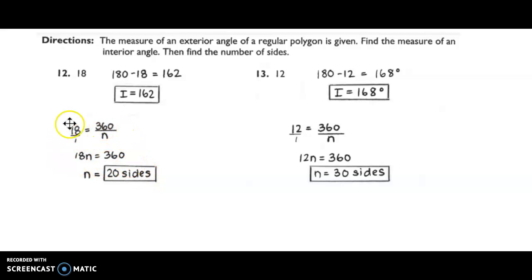We can cross multiply if you want. And if you think about it, 360 divided by 20 sides, a 20-sided figure is going to be 18 degrees each on the outside of that figure. And we do the same here for number 13 if an exterior angle is 12.